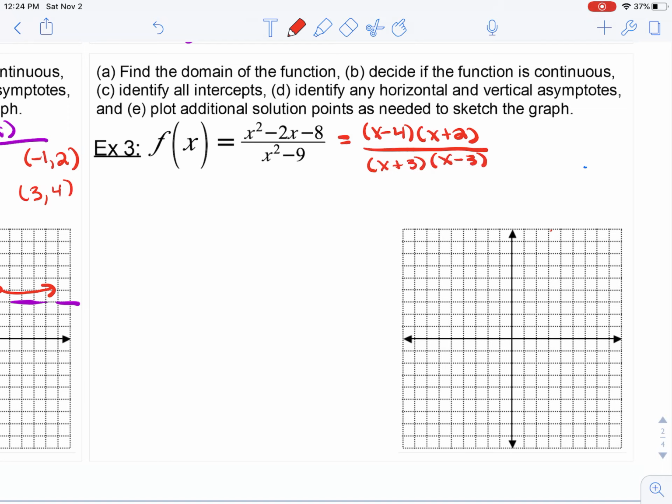There are no common factors, so I know there's no holes here. So if I look at part A, the domain. So my domain would be all real numbers except for what makes the denominator 0. So in this case, it would be except x equals plus or minus 3. There was no holes or factors canceled, so that means this is continuous.